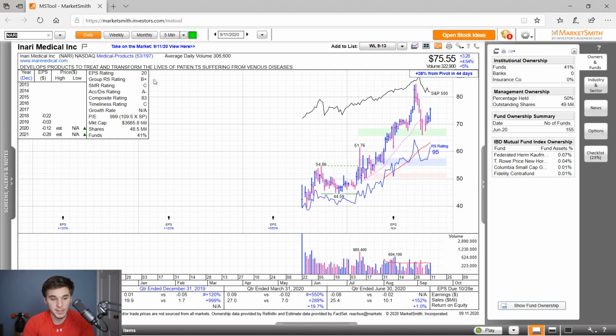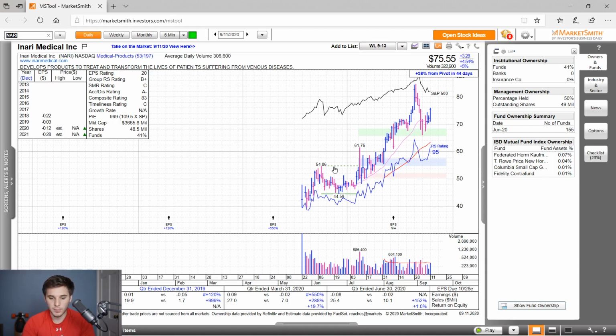The Group RS is a B+, the SMR rating is a C, accumulation distribution is an A-, and the overall composite rating is an 83. And taking a look at the fund ownership, you can see it's only been in existence for 1 quarter, and you already have 4 high-quality funds investing into this company.